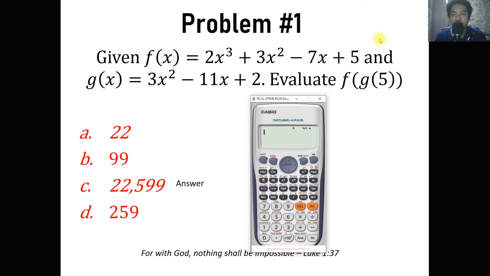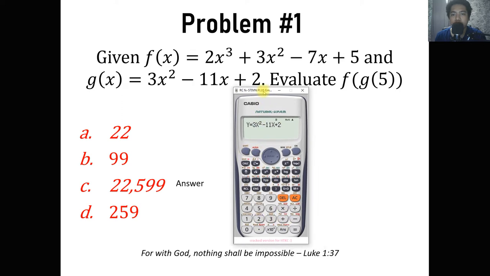If we have a composition of functions like this, g of 5, and it has the same variable, x. The g of x has x and the f of x has x. I'm going to assign first whatever is inside the composition, g of 5. I'm going to replace g of x with the variable y. So, I'm going to have y equal to 3x squared minus 11x plus 2. So, if I input a value of x there as 5, y will be stored as 22. And after which, I'm going to have a colon indicating that we will be performing another operation, and that is the f of x.